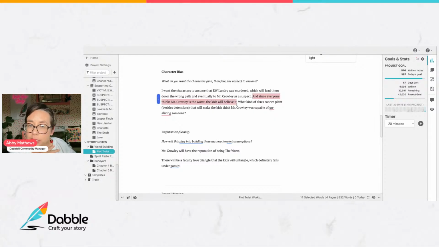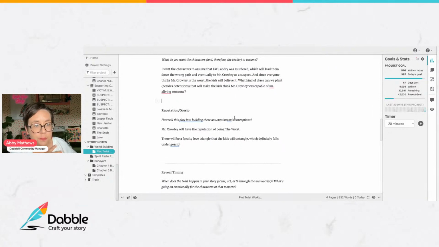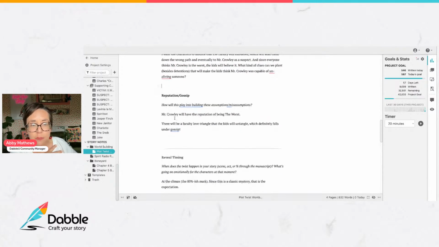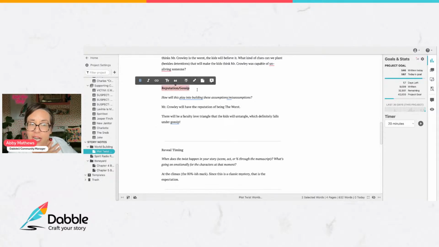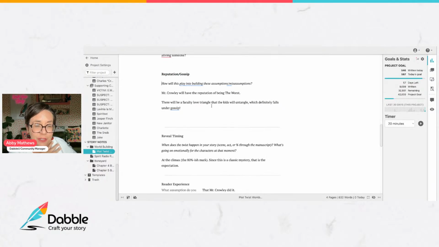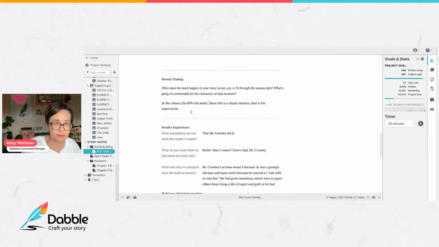The kids are going to believe it when they uncover that, hey, maybe it was Mr. Crowley who killed E.W., the janitor. Reputation and gossip, because Mr. Crowley has a reputation of being the worst, that's a very easy assumption to play into. And reputation and gossip is wonderfully delightful to build into a school setting. Very easy to. Kids talk.